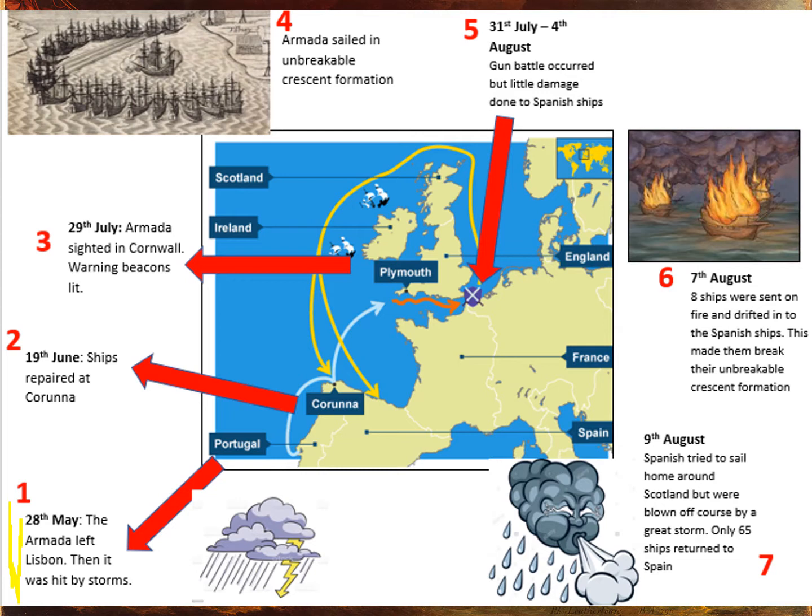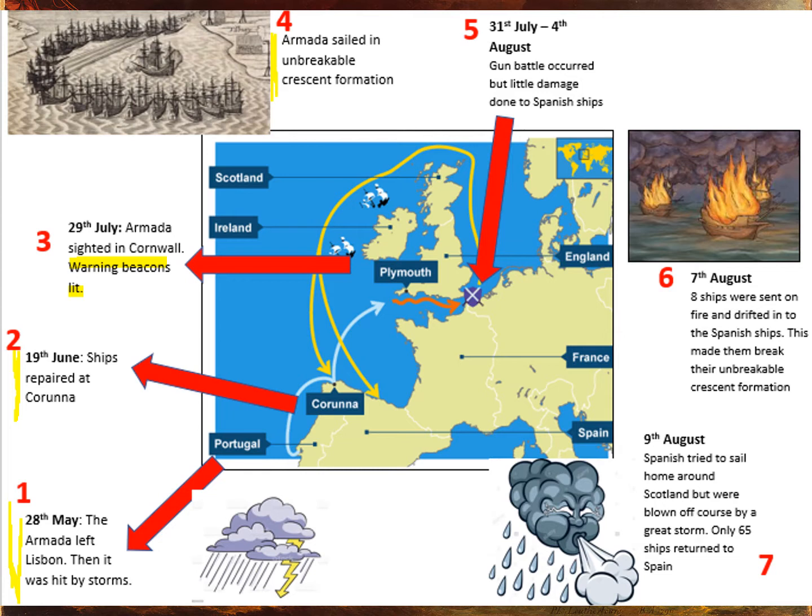So the Spanish, who had already been delayed by what happened with Sir Francis Drake in Cadiz in 1587, were delayed again. So 19th of June, the ships were repaired. They then set sail again, and they were sighted in Cornwall on the 29th of July. The really important thing here is then that warning beacons were lit. There was a beacon system all along the south coast, and so the message got to London very, very quickly that attack was imminent.